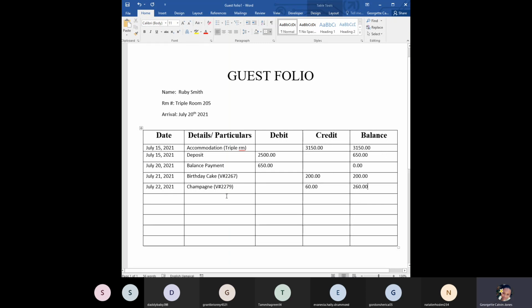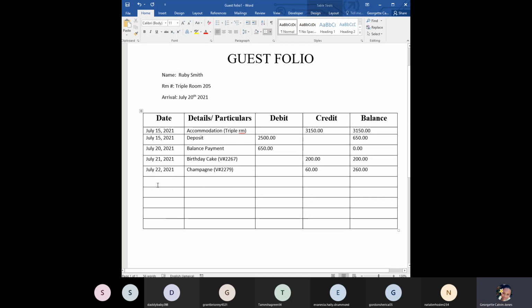All right, so what's the next thing that's going on the folio? Hair salon charge. All right, so hair salon charge. What date? 22nd of July.